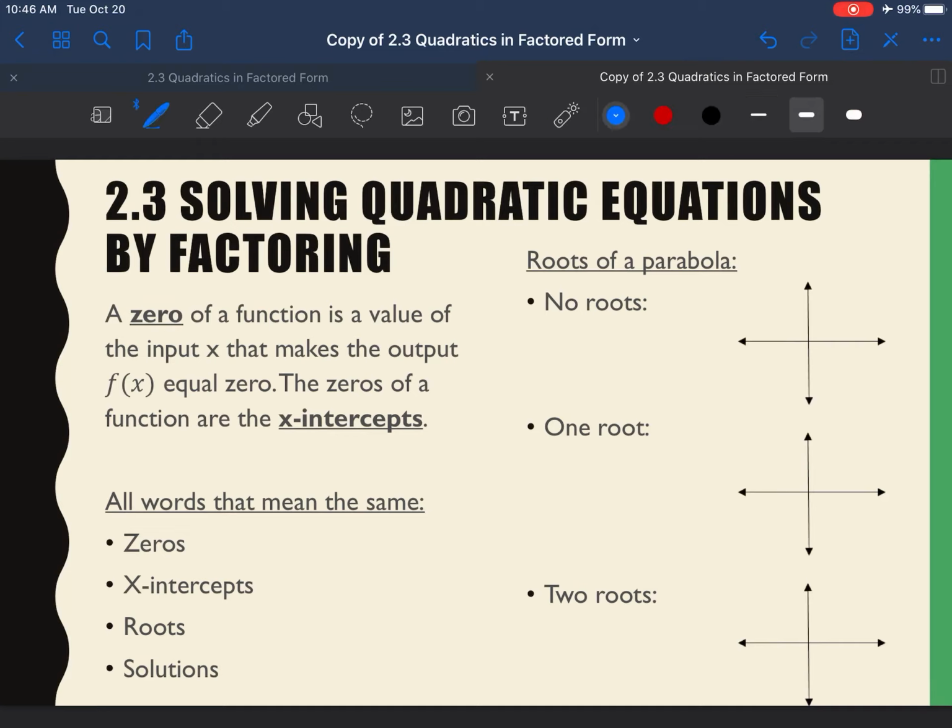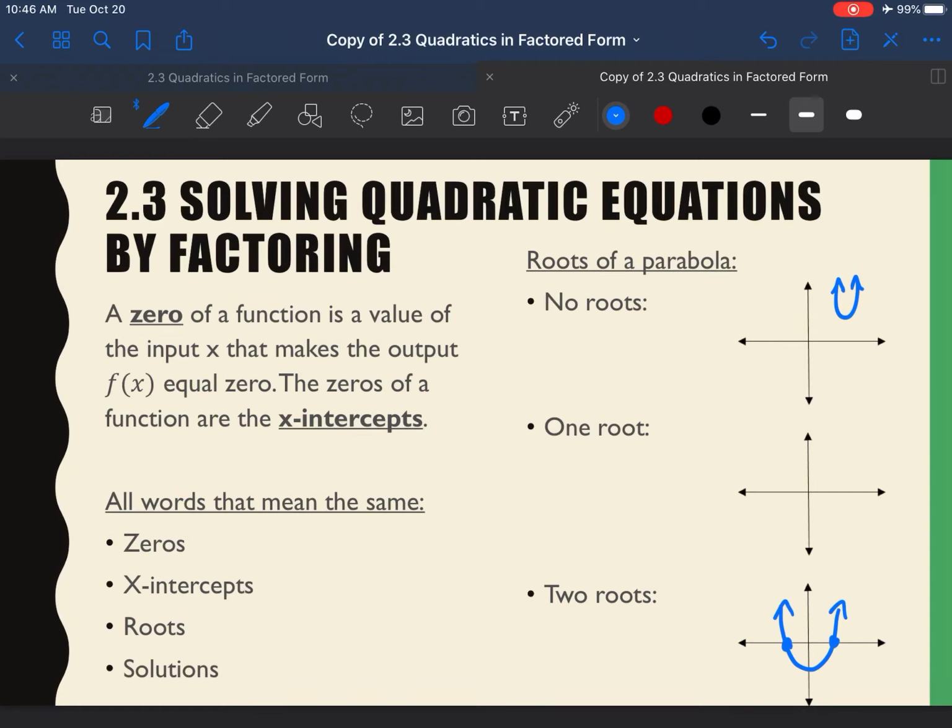Now, in terms of roots or x-intercepts or zeros, whatever you want to call it, there's 3 possibilities. You could have parabolas that don't have any x-intercepts, so that would look something like this. A parabola that's above the x-axis, or maybe below the x-axis but points downwards. The most common one would be if you have 2 x-intercepts, so something like this. So you have 1 and 2.